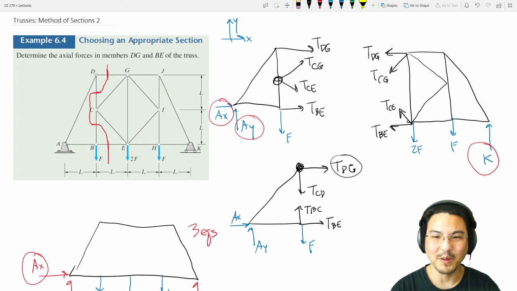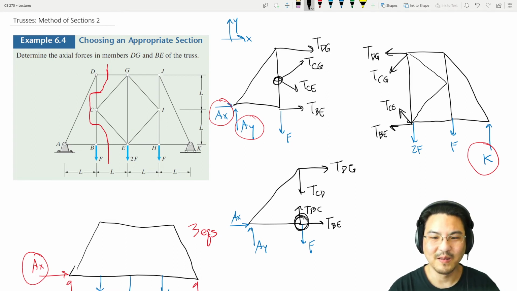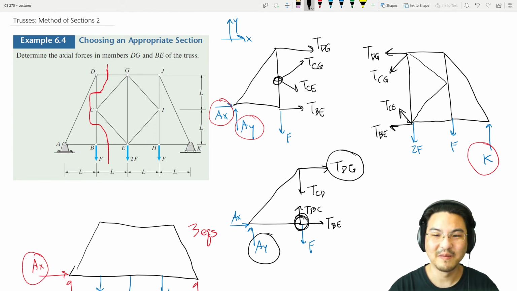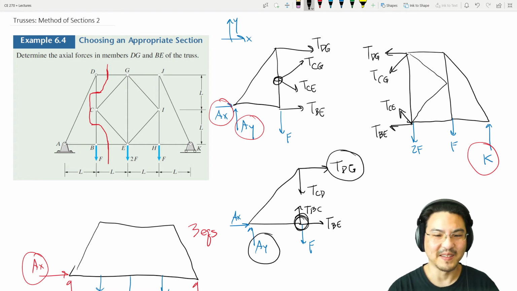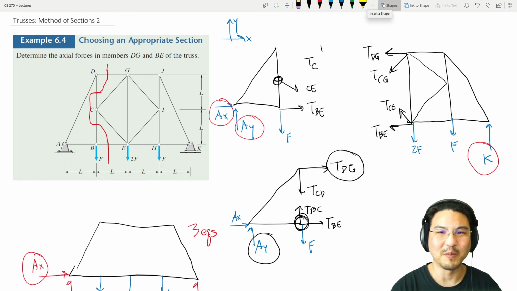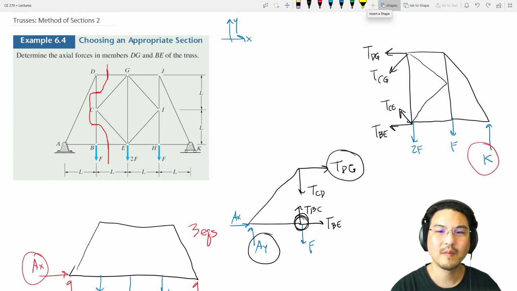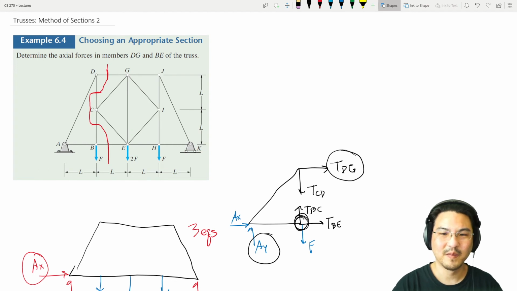Or we can sum torque about, let's say, point B right here. So the torque about there, the only forces contributing would be this one and this one. So that's maybe even cleverer. Okay, so then if we chose this as our section, then not this one anymore. This would be our free body diagram.